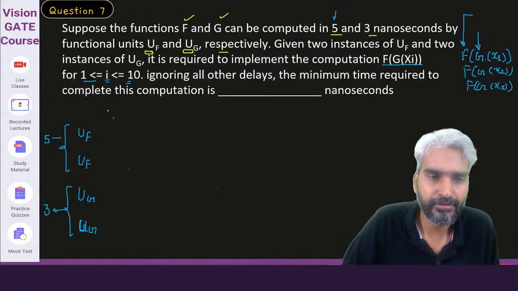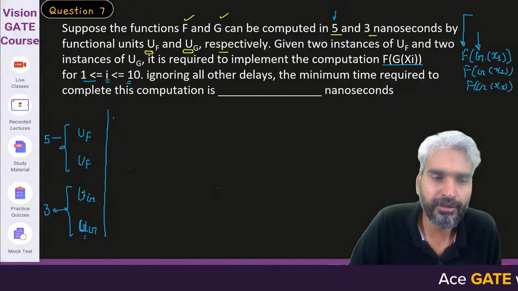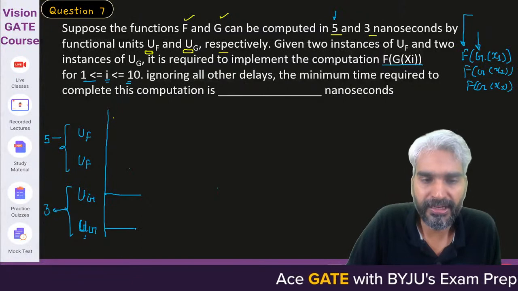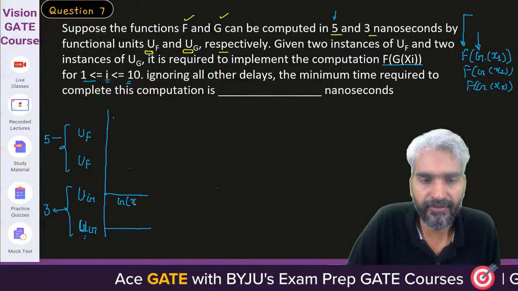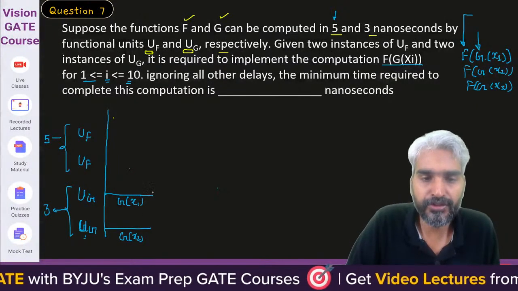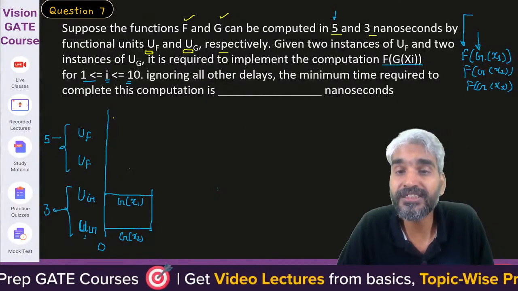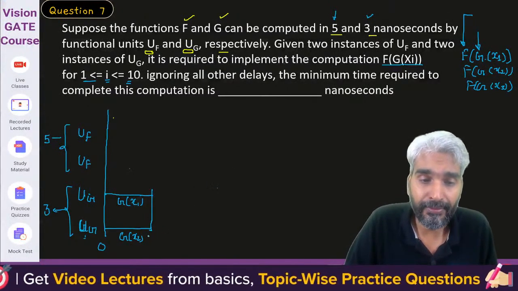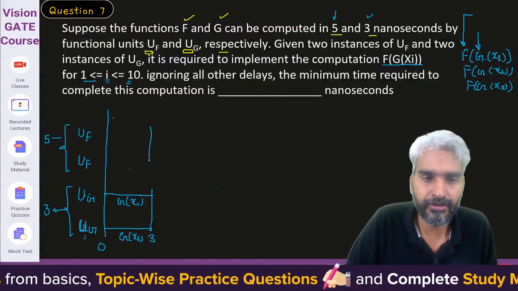So what will happen? There are two units of G. So you can simultaneously start performing the operation on x1 and x2. This will eventually give you G of x1, and this will eventually give you G of x2. Now, if you start at time 0, the function unit G will produce its output at time unit 3. Therefore, at time unit 3, function unit F will be idle.